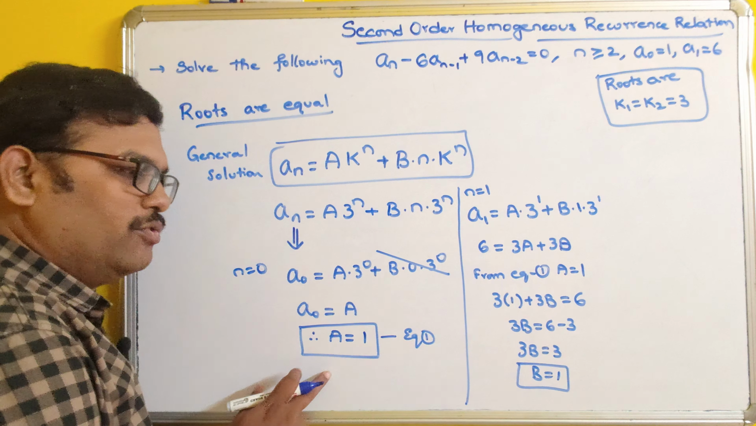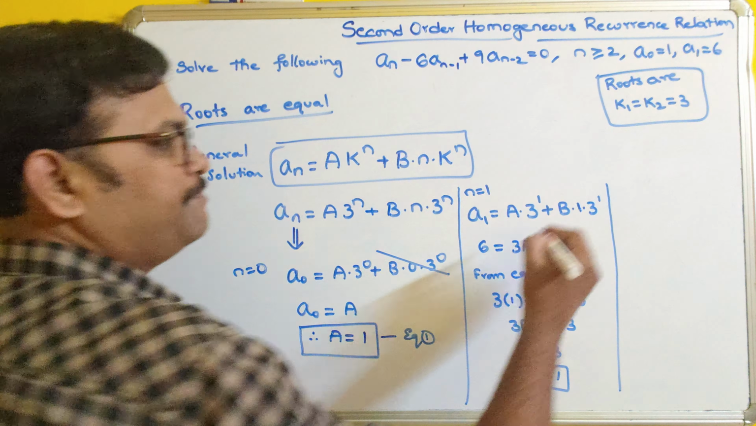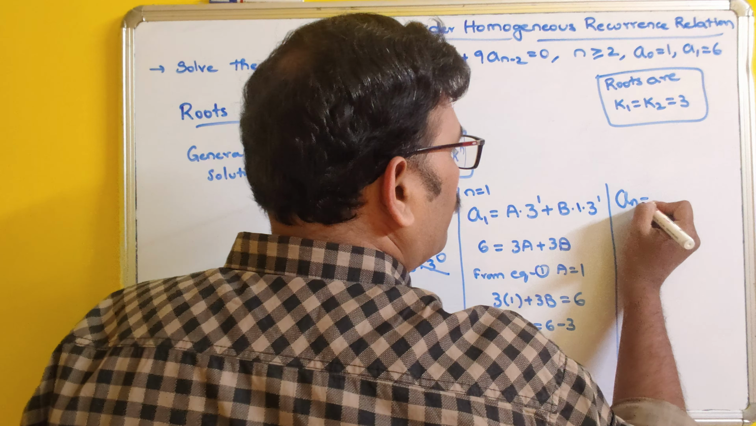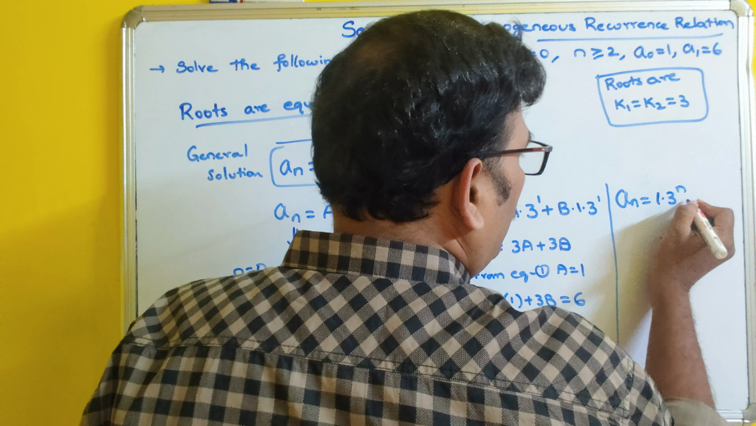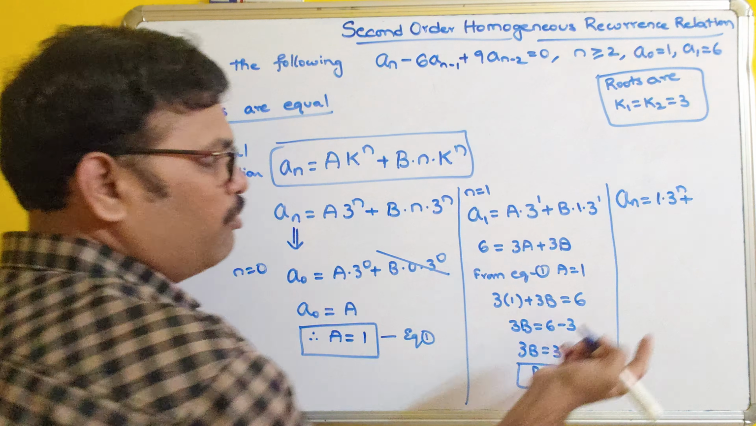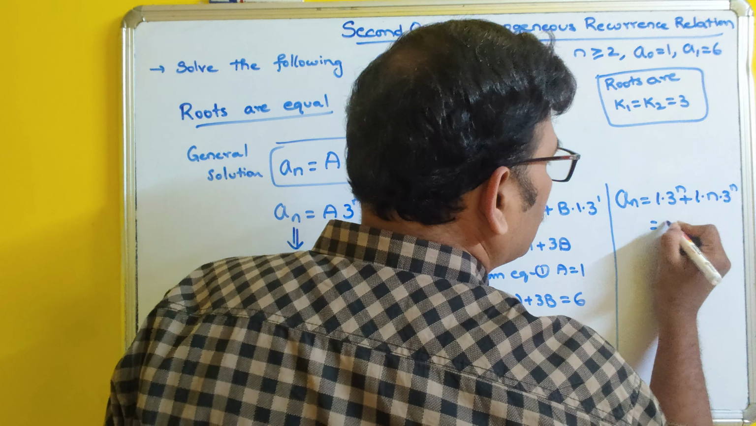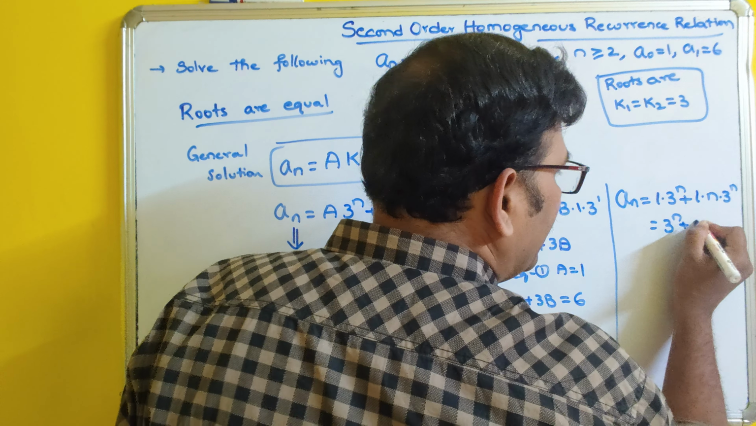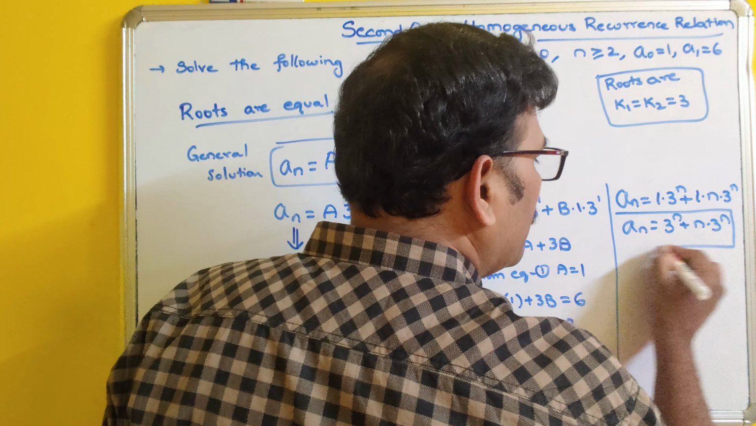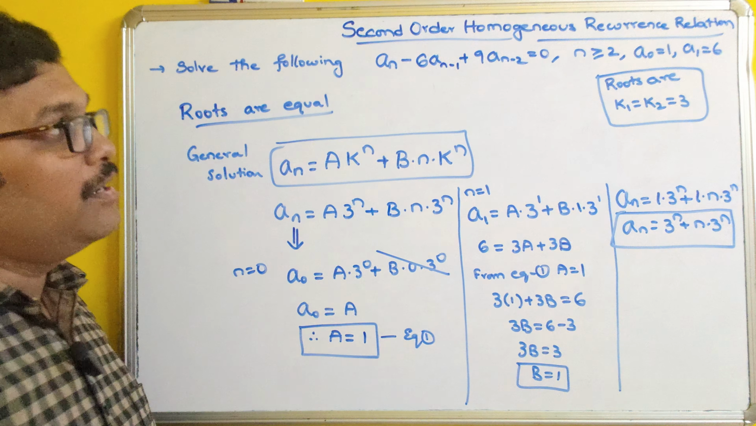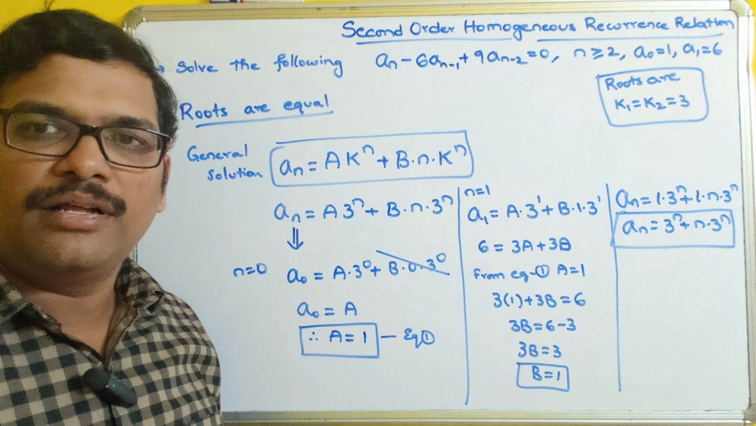Now we have the A value and the B value. Now the general solution will become a_n is equal to, what is the A value? 1. 1 into 3^n plus, what is the B value? 1. 1 into n into 3^n. So that becomes 3^n plus n into 3^n. So this will be the solution for this second order homogeneous recurrence relation.